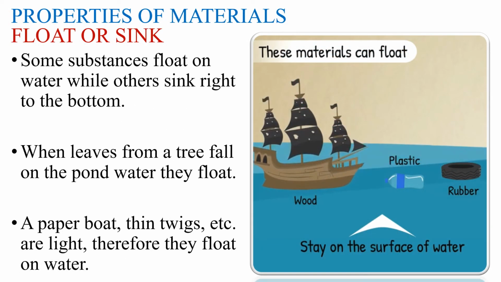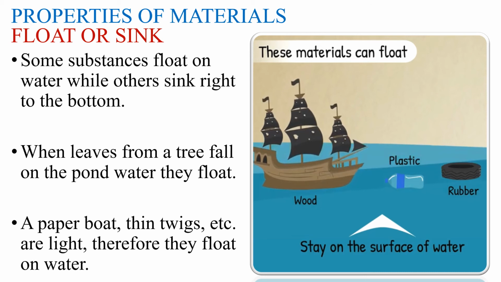You must have observed that when you put a plastic bottle or a rubber ball or a paper boat in water, they generally float in the water. When leaves from a tree fall on the pond water, they float. Whereas if you put sand, stone, coins, etc. in water, they will generally sink in the water. That means some substances float on water while others sink right to the bottom.